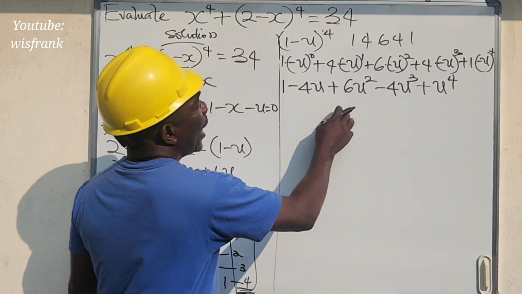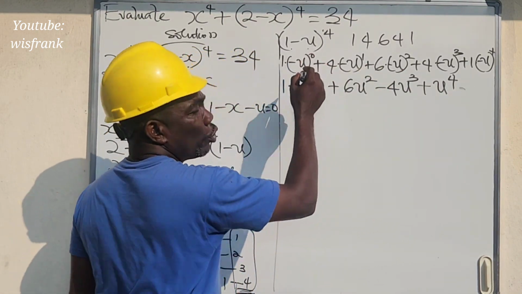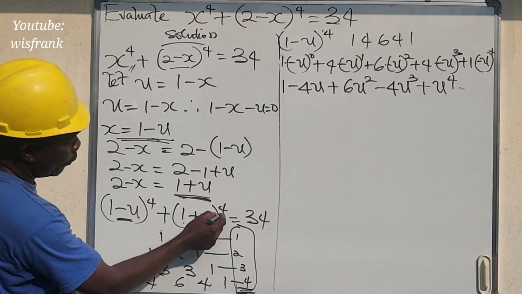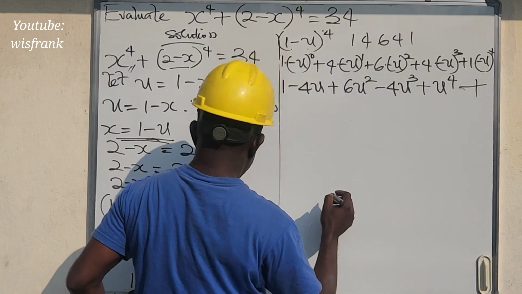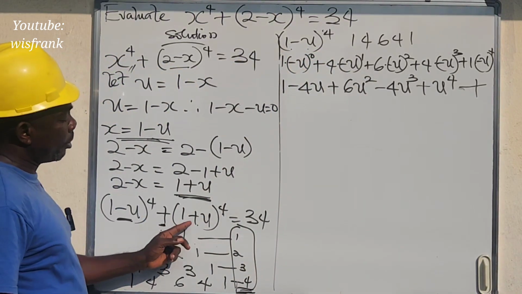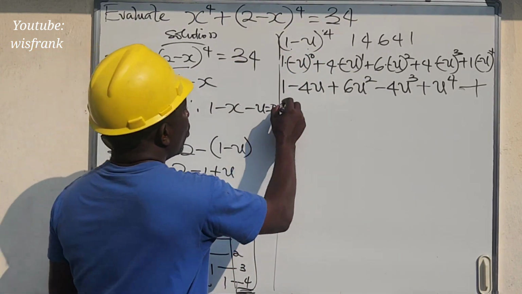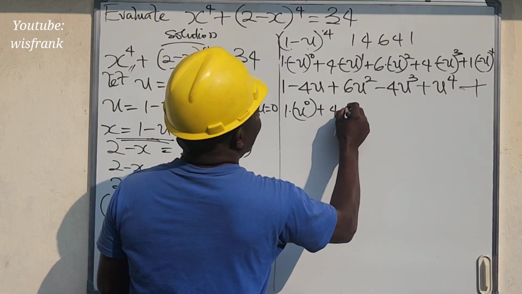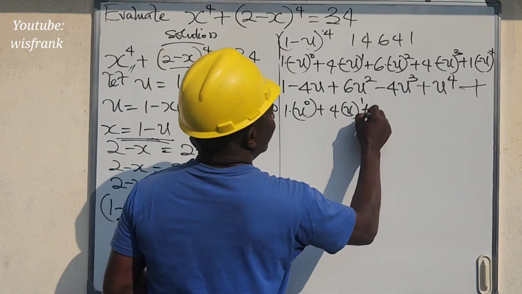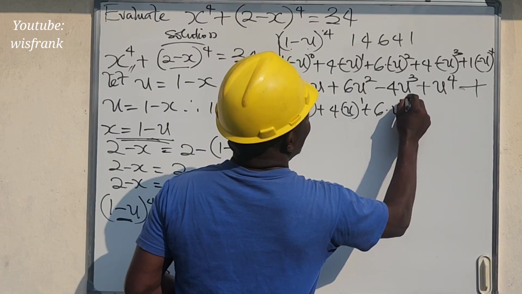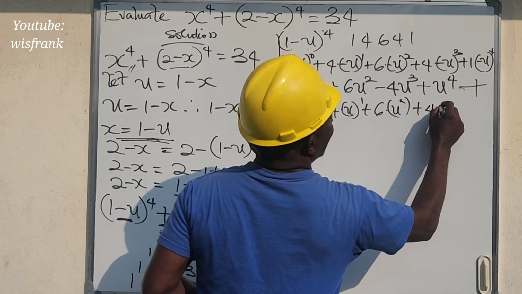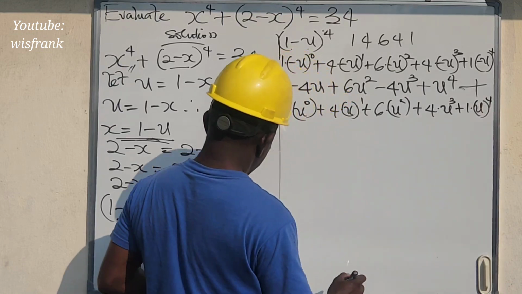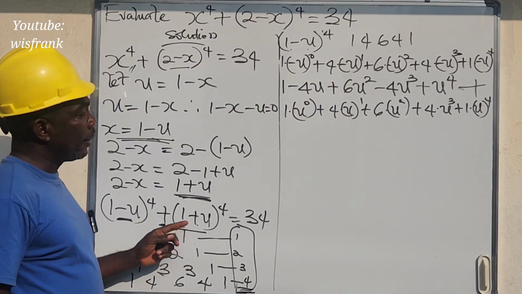So this is what we have, and this solution is for (1 − u)^4. The next one is (1 + u)^4, so we bring down this plus sign to that side. Expanding this is the same thing as having 1 times u^0, plus 4 times u^1, plus 6 times u^2, plus 4 times u^3, plus 1 times u^4. So that is for this; we are expanding this parenthesis.